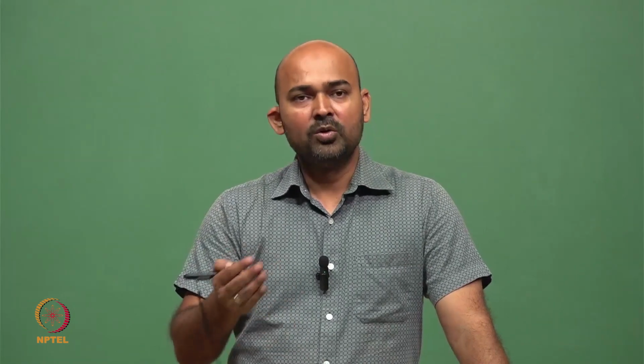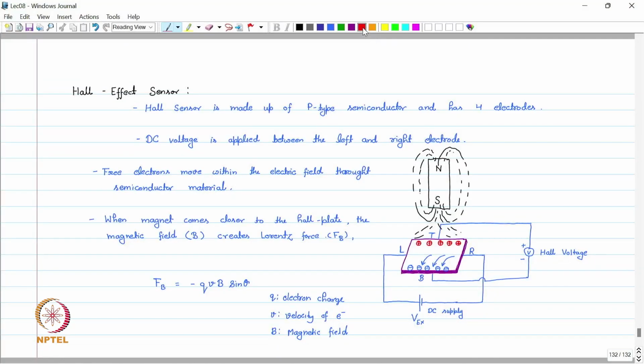So because of this, these electrons will accumulate towards the bottom and holes will accumulate towards the top. We can even draw this by red arrows. These holes are attracted towards the top. So this is how the Hall voltage is being generated in these Hall sensors.